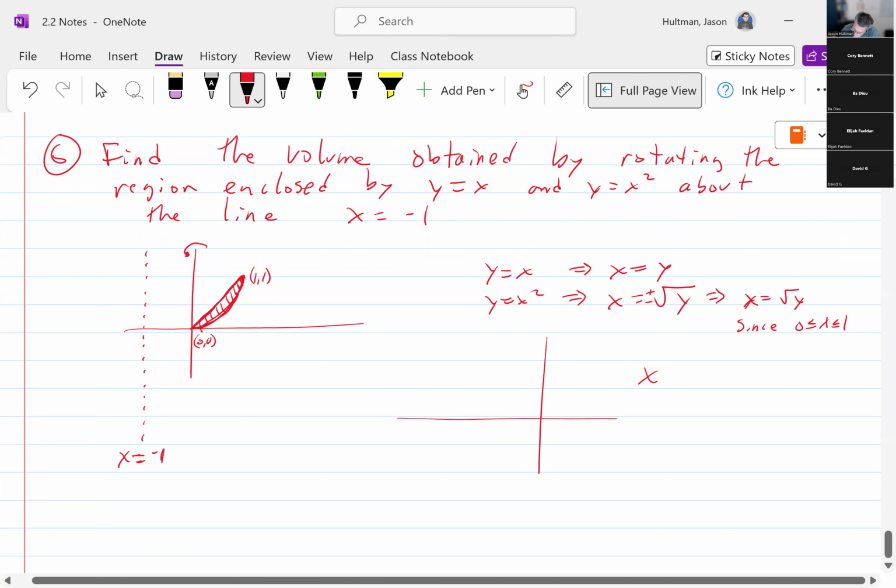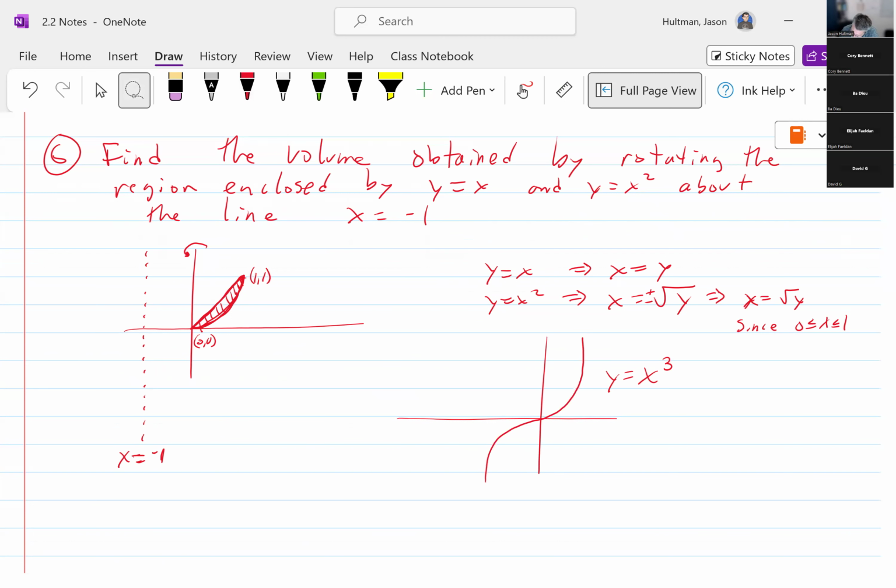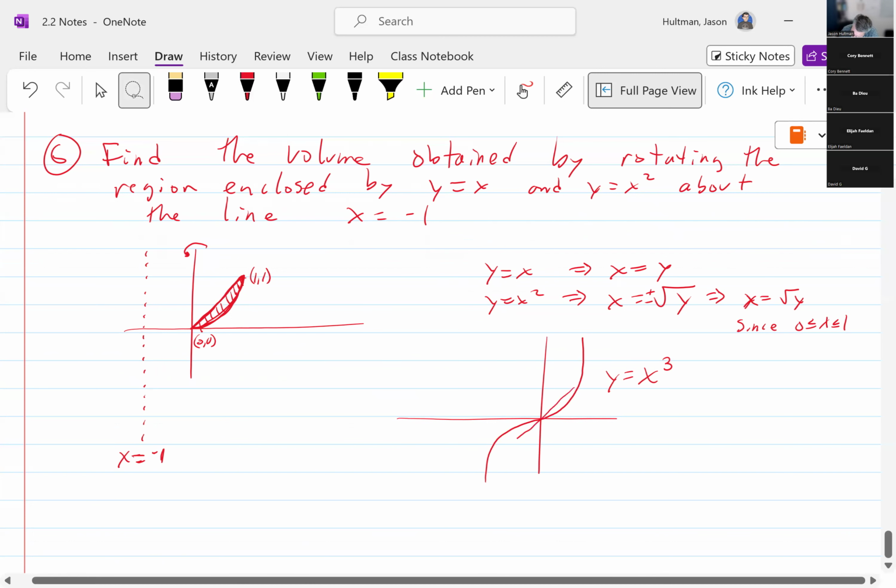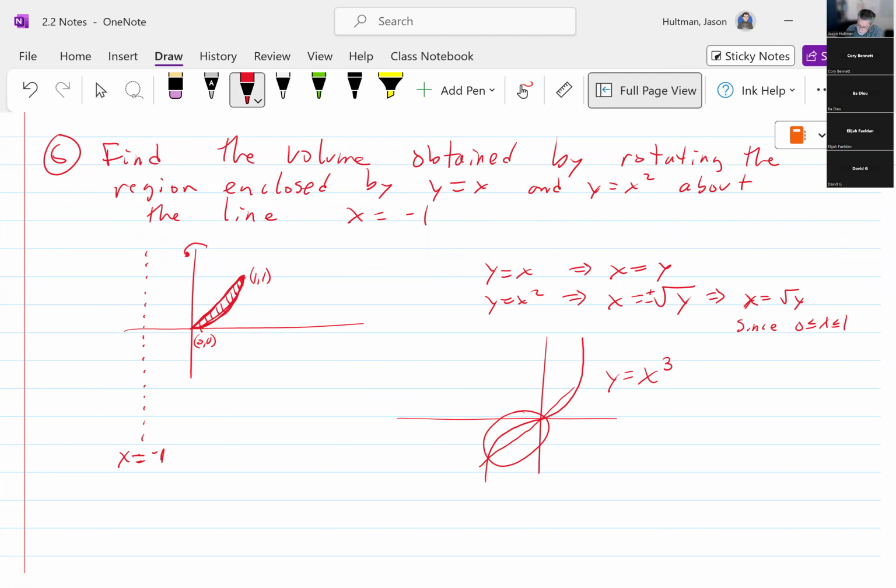If we had y equals x cubed, then we could do it, because y equals x cubed kind of looks like this serpentine type of thing, and then we could have something occurring over here. For y equals x squared, you're not going to get any intersection in this third quadrant. Does that make sense? Okay, yeah. I understand it now. Thank you.